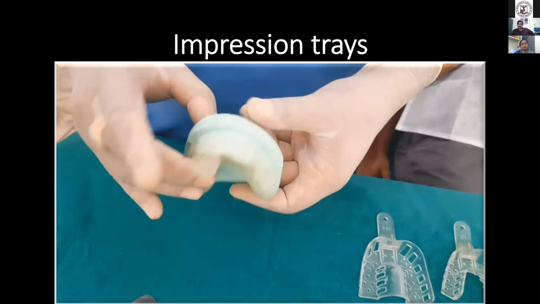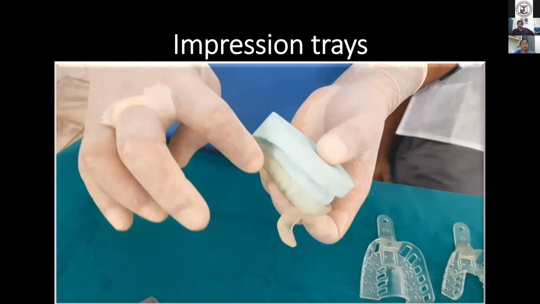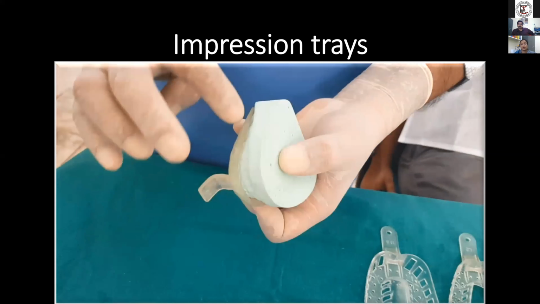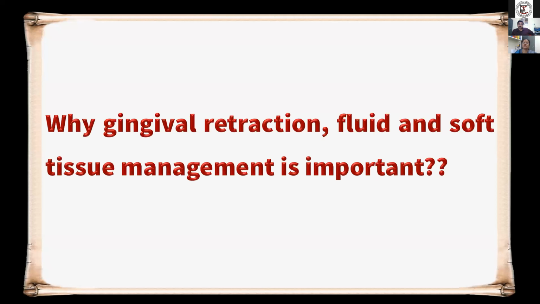Tray is very stable. The stoppers will provide uniform spacing around the tray, inside the tray, and these trays are used for monophase or polyether impression. Now we will move on to gingival retraction. Why gingival retraction, fluid and soft tissue management is important.